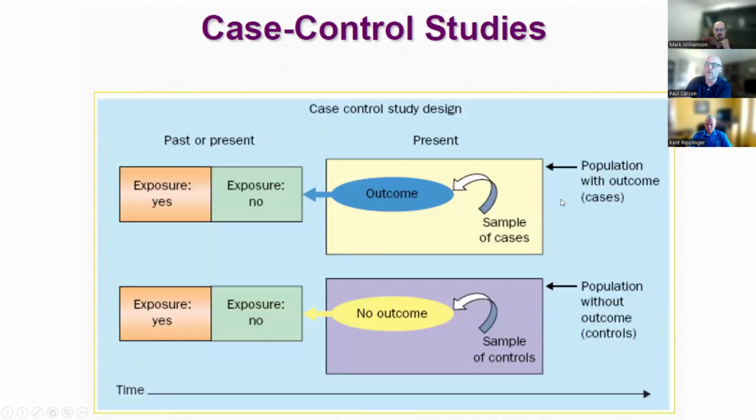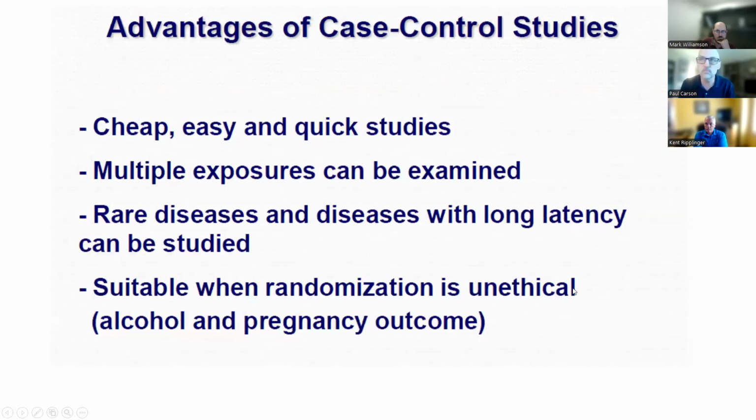Here's another graphic of this. Population with the outcome, my cases. Outcome, exposure, no exposure. Population without the outcome, exposure, no exposure. And then I derive some proportions there. The advantages of these case control studies are they are cheap, they're easy, and they're quick. So again, for busy clinicians who want to put their toe in the water of doing some kinds of studies, this is a very useful study design. You can look at multiple exposures. Rare diseases and diseases with long latency can be studied.